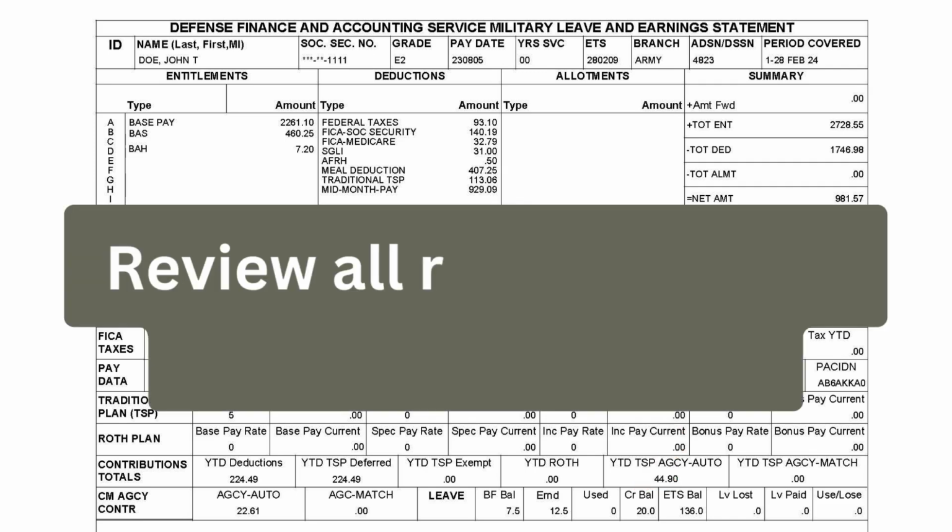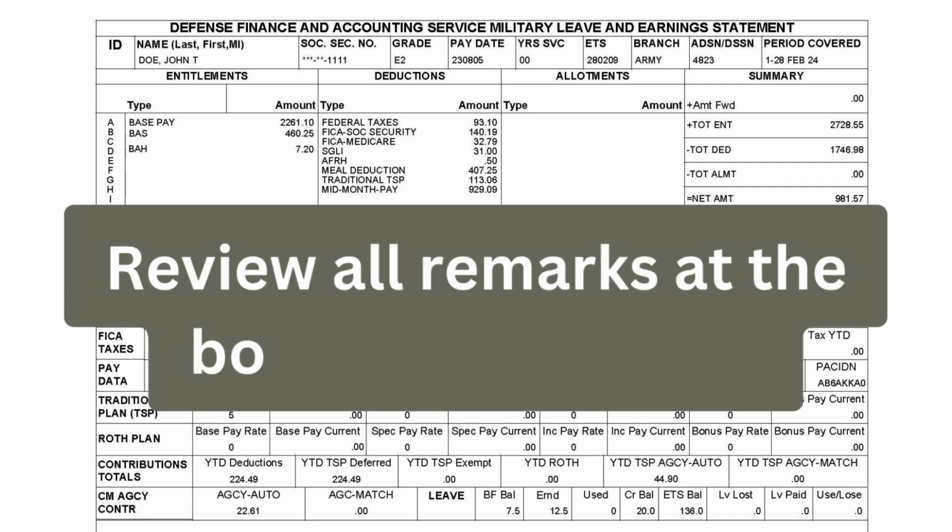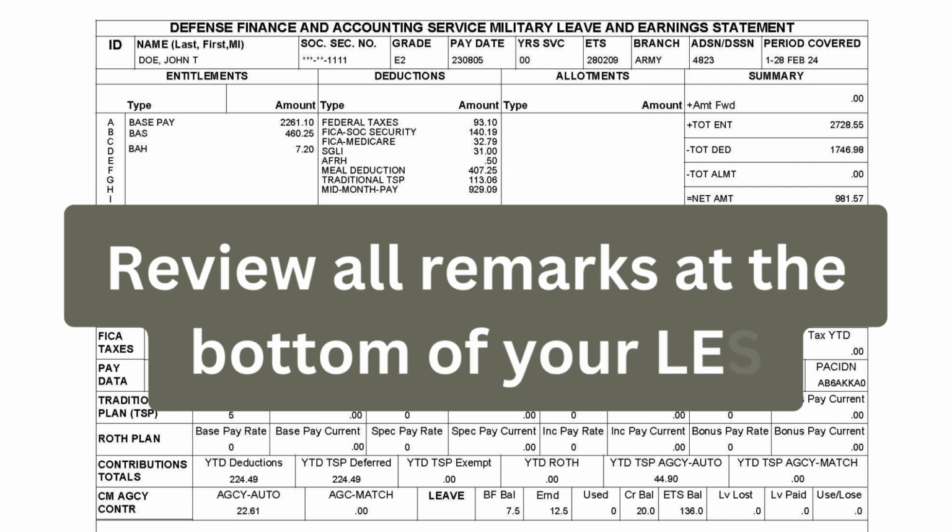Always review the remarks at the bottom of your LES, because if you signed up for the Montgomery GI Bill and it has not started yet, that's where you'll find when the deductions will begin. Also, it will tell you what is going on with your LES. If you went on leave, if you have a bonus going on, it will explain all of that at the bottom of the LES.